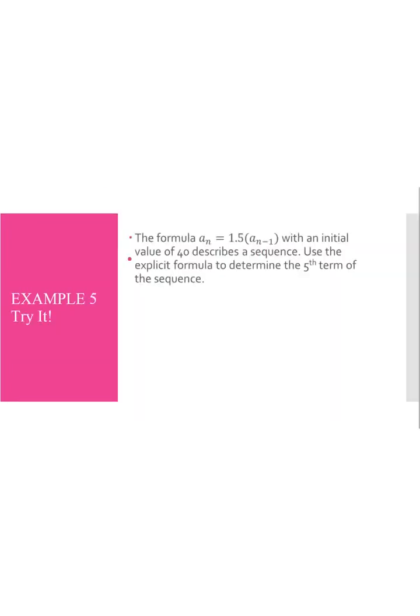Next, we have this question. The formula a sub n equals 1.5 times a sub n minus 1 with an initial value of 40 describes a sequence. Use the explicit formula to determine the fifth term of the sequence. Okay, so they are using a recursive rule to tell us some information. I know that this is recursive because of this a sub n minus 1, that is recursive notation. Then they tell us an initial value of 40. That represents our first term.